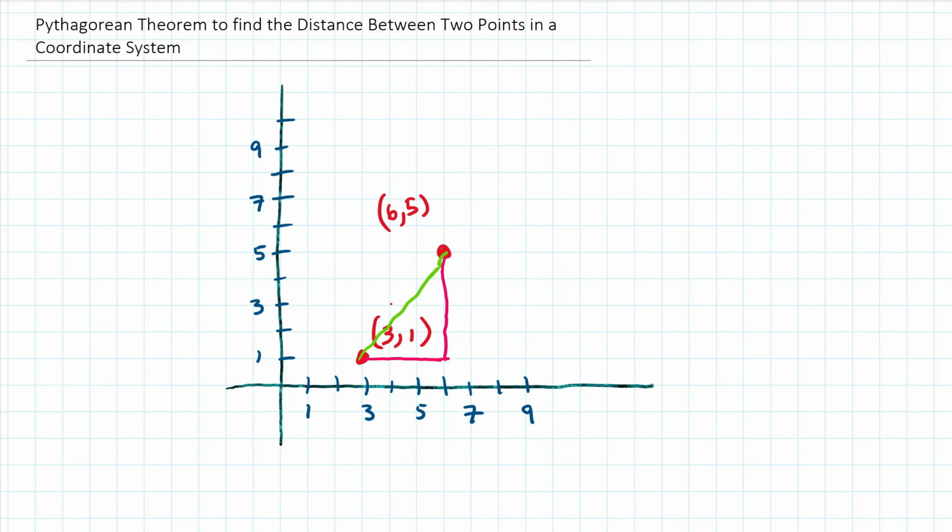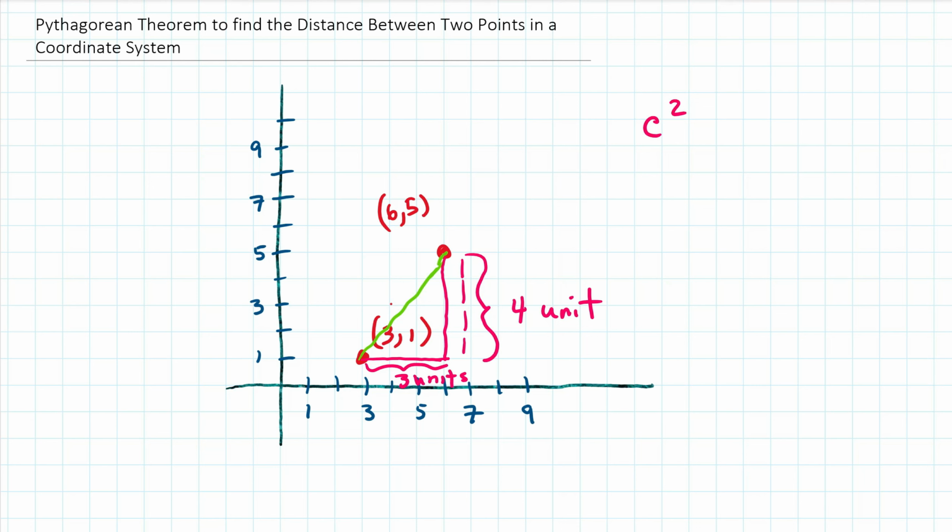If we drop a vertical down to right there and a horizontal right to where they meet, now we can count this side and say it's 1, 2, 3, 4, right? That side is 4 units. And we can count this side as well, that bottom side. That bottom side looks like it's going from 3 to 6, so it is 3 units. So therefore we know the legs of the triangle.